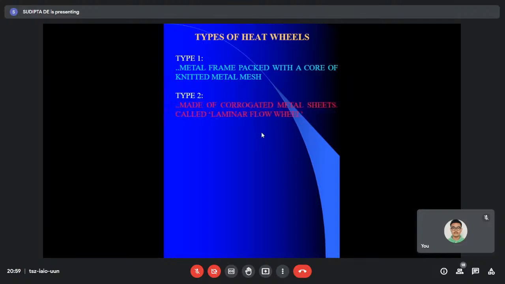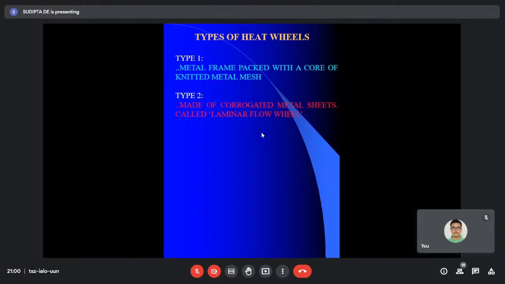Type 2 is made of corrugated metal sheets, called laminar flow wheel. What is the meaning? Corrugated sheets, you can just think about it, most probably all of you have seen the poor people's tin sheet in those so-called small houses. Or asbestos, which is not recommended currently because asbestos is highly carcinogenic. So in most cases asbestos is avoided, but still I have found that some poor people still use asbestos. But there you can find it is corrugated, meaning it's a wavy structure.